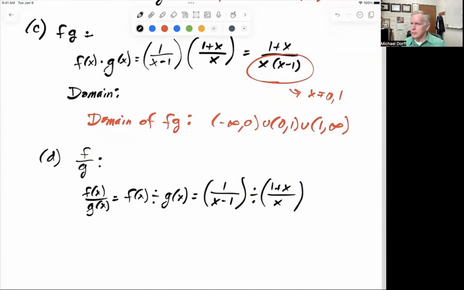Do I need to get a common denominator? No, you only get a common denominator if you're adding or subtracting. So I don't need to do that. But I've got a division here. What do I do with division?